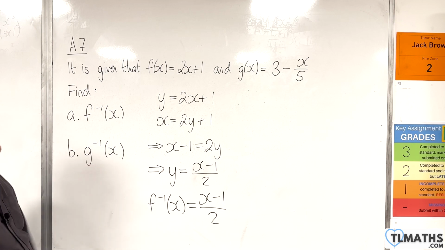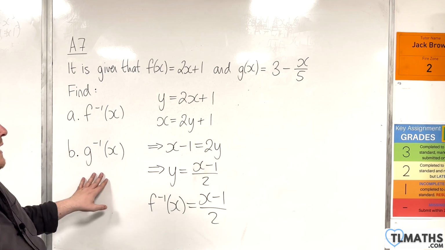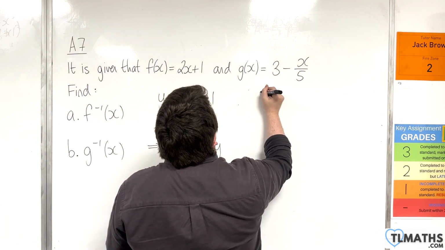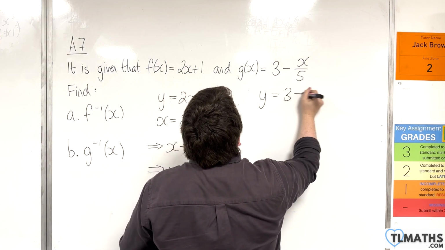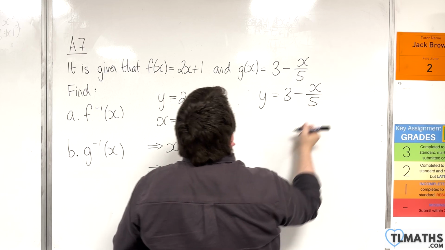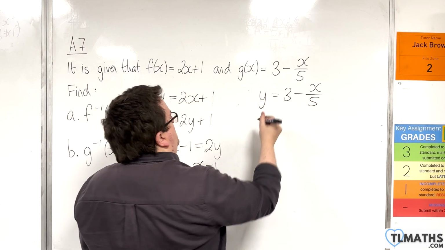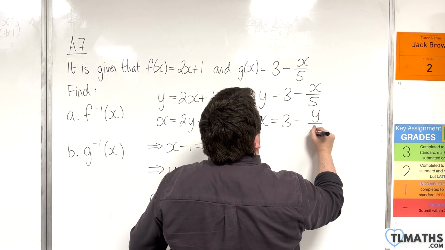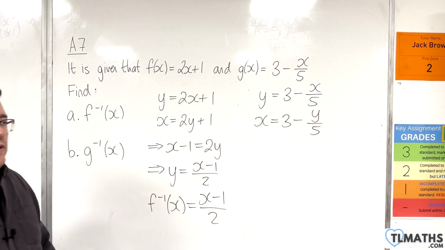Okay, let's do the same thing with g now. So g of x is (3 take away x) over 5. So first of all, write it as y equals (3 take away x) over 5. Then you swap the x's and y's. So x is (3 take away y) over 5. That reflects it in the y equals x line.